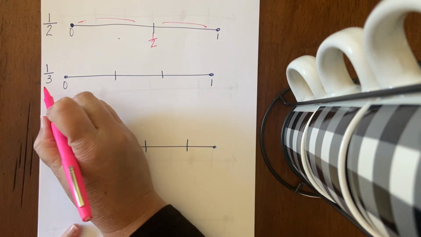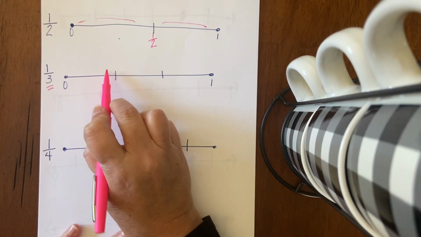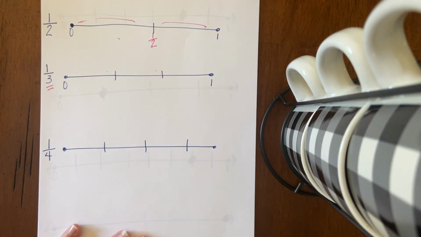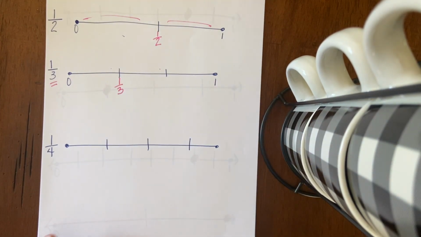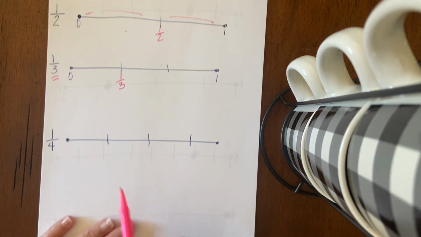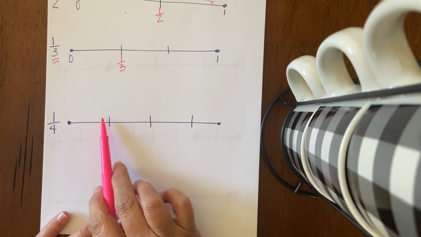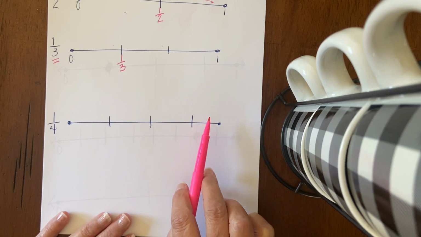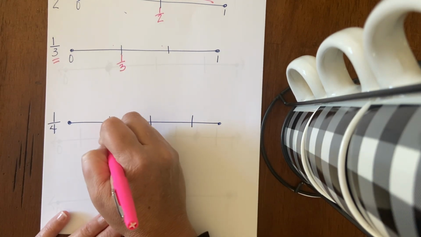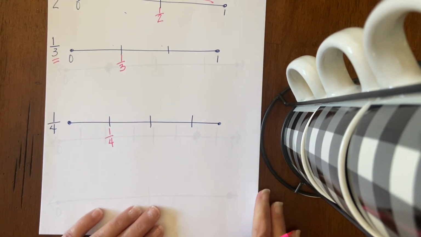My next one, I have 1/3. I see I have 1, 2, 3 equal parts. So 1/3 would be my unit fraction. On this last one, I can see I have 1, 2, 3, 4 equal parts, counting spaces, not lines. And 1/4 is going to be right there.